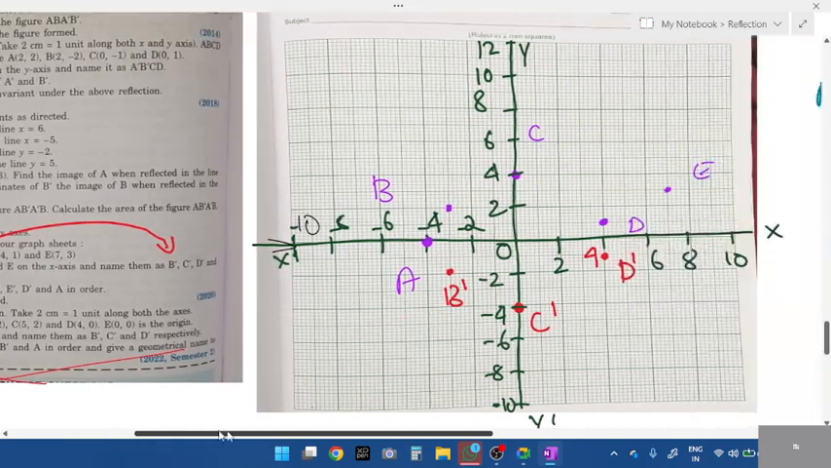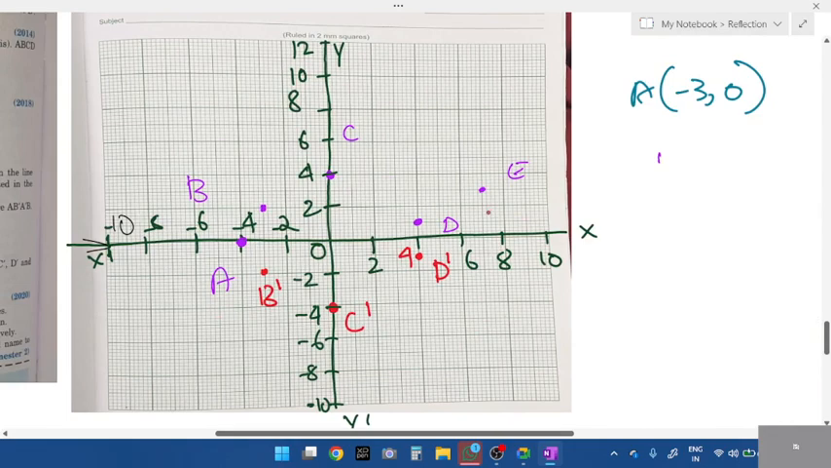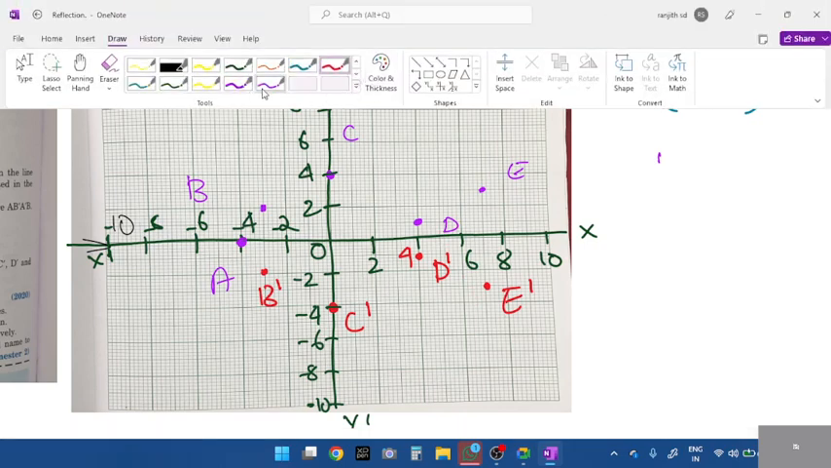Then E dash. Okay, 7 comma. It goes down. If the mirror is the x axis, 7 comma minus 3. Is it correct? E dash. Is it right? Response is correct. Okay. Next.